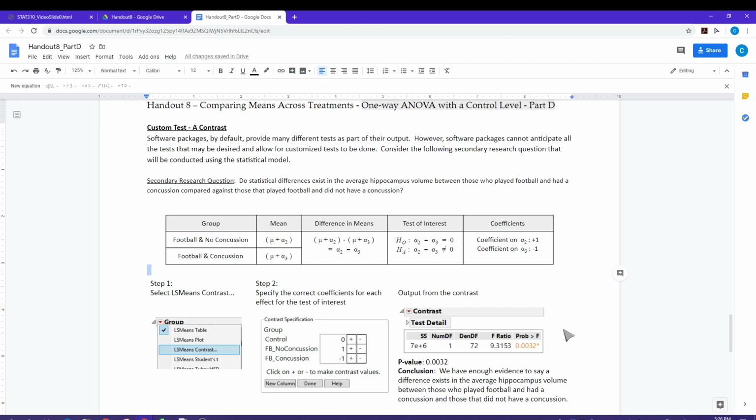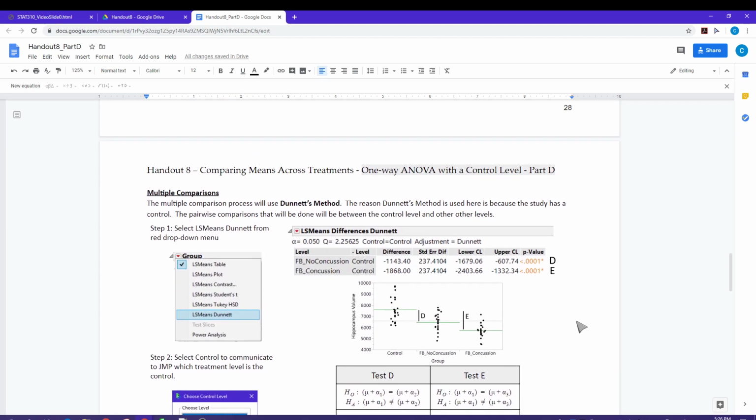So that notion of family-wise error rate applies to contrasts as well, just as it does up here when you're doing the multiple comparisons.